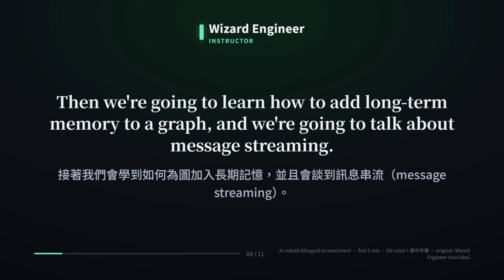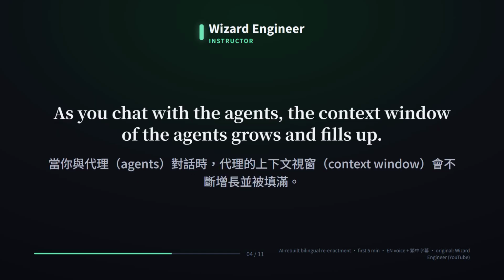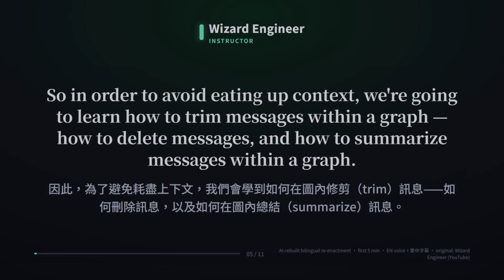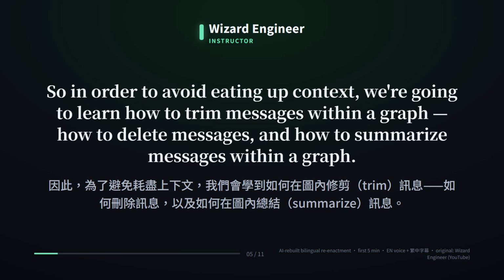Then we're going to learn how to add long-term memory to a graph, and we're going to talk about message streaming. As you chat with the agents, the context window of the agents grows and fills up. So in order to avoid eating up context, we're going to learn how to trim messages within a graph, how to delete messages, and how to summarize messages within a graph.